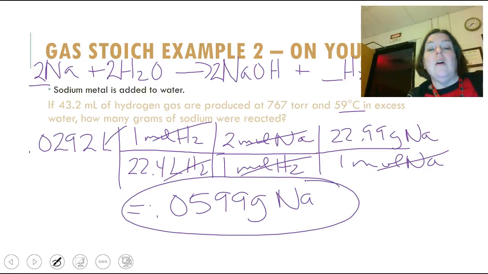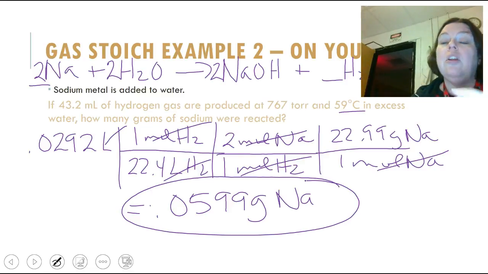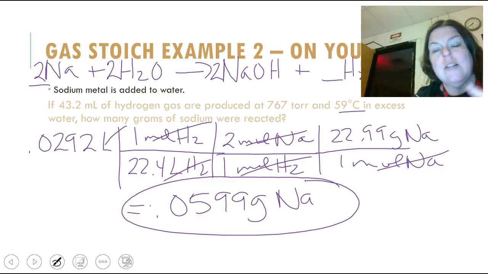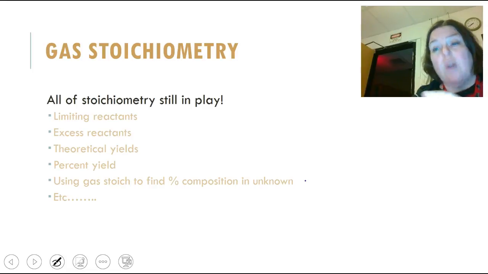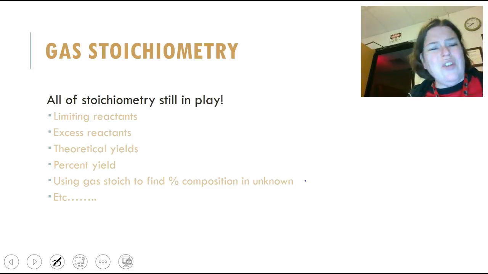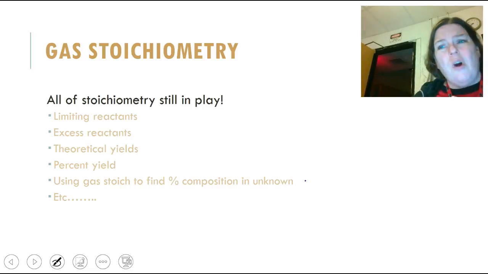So that's my answer there. Okay? So not too awfully bad. A little more complicated than you like, but you have to remember when we have gases, we always have to be in STP to do stoichiometry. If you're not in STP, you have to get to STP conditions before you can continue the problem. Okay, so let's see what's next. We also have to remember that if we're doing stoichiometry, everything is open in stoichiometry. Limiting reagents, excess reactants, theoretical yield, percent yield, using percent to find percent composition of an unknown, all of that stuff is open to play.